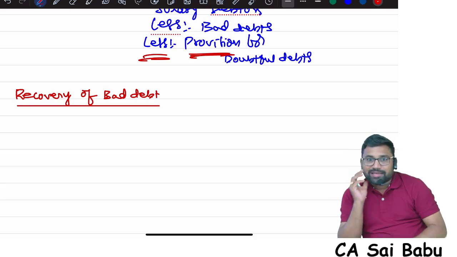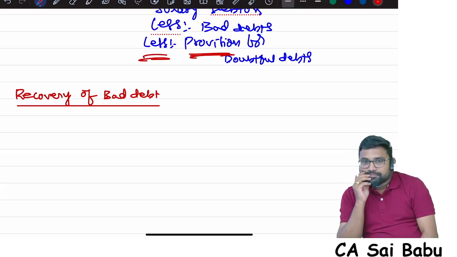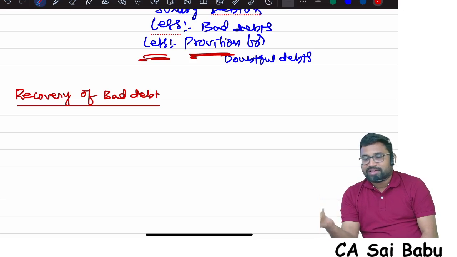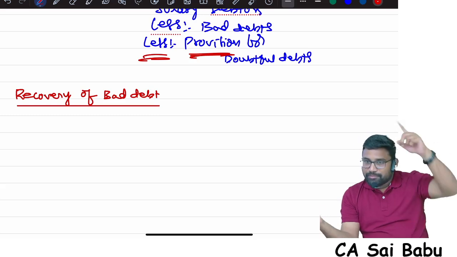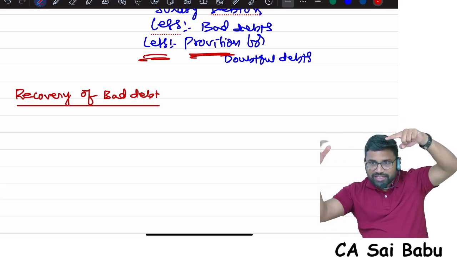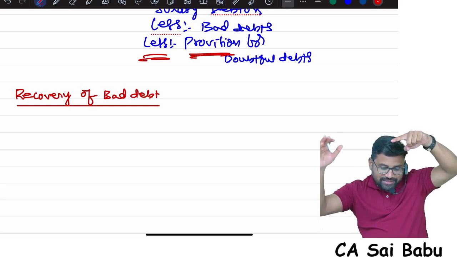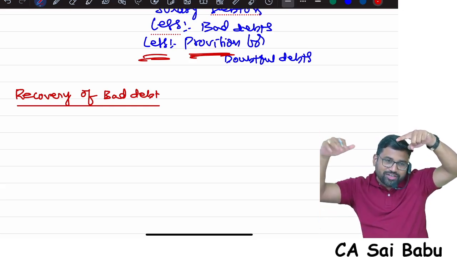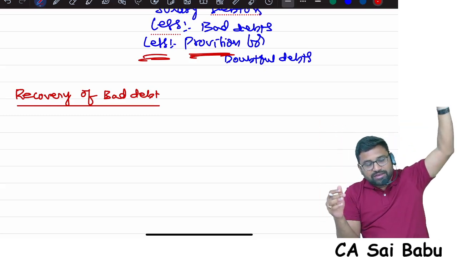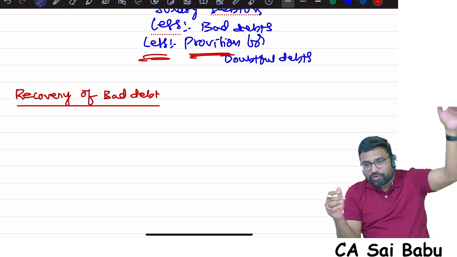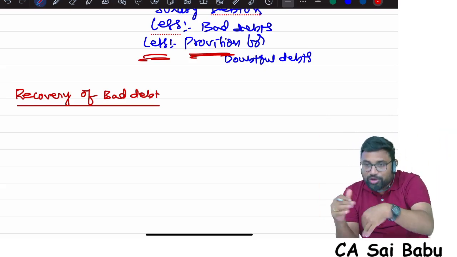Bank to bad debts? Already you have written off here. Written off in the sense, bad debts to sundry debtors, already you have written. Already bad debts. Recovery means what? Bad debts written off in earlier years. Suppose last year, 2 years back, bad debts were written off. Now in the current year that amount is received.